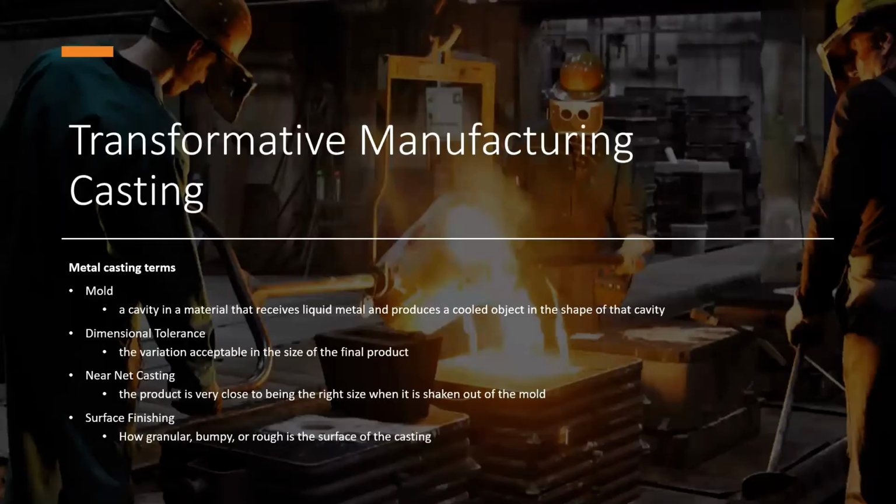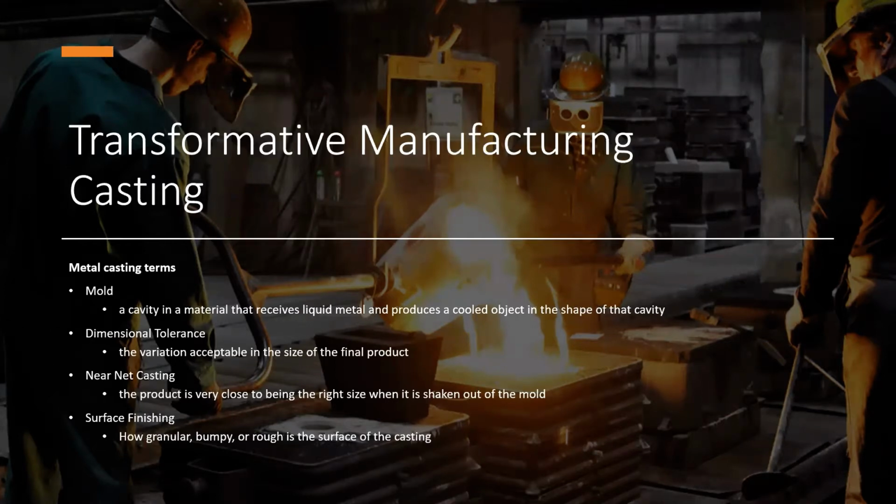There are a few terms to understand when you're talking about casting. The mold itself is the shape that you're trying to create. So in the site furnishings world, if you're trying to create the arm and leg of a bench, that is the mold shape that you're trying to create.